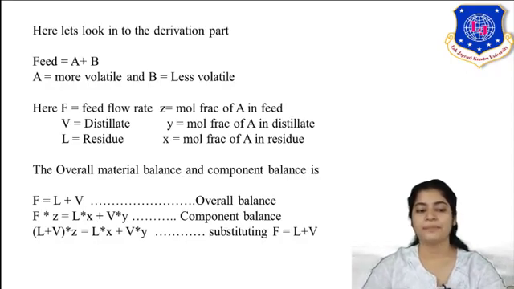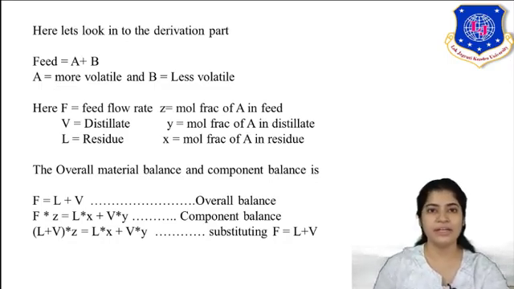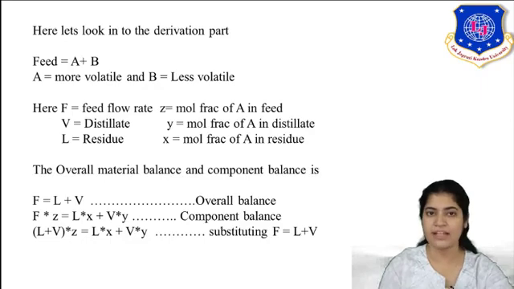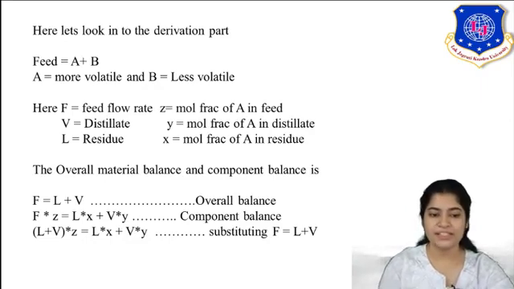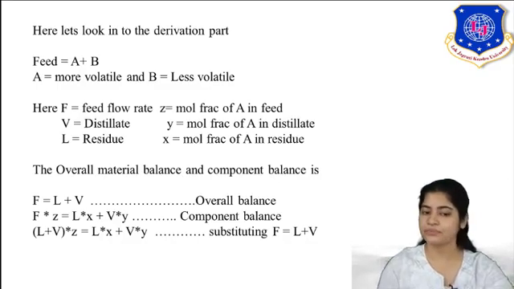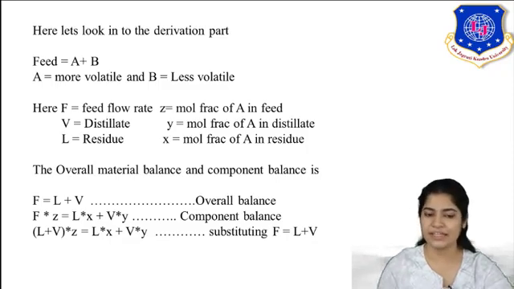Now note down here, every calculation, the mole fraction, is on the basis of the more volatile component only, because what is ultimately our goal by carrying out this process? To enrich as much as possible the more volatile component, to separate it. So all the calculations, whatever component balance you do in the material balance, are on the basis of the more volatile component. So what is Z? Z is my mole fraction of A, the more volatile component, in the feed. Similarly, Y is my mole fraction of A in the distillate, and X is the mole fraction of A in the residue.